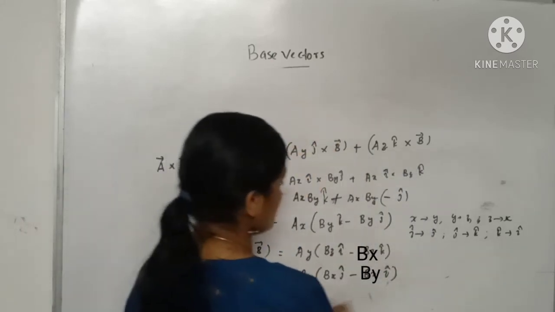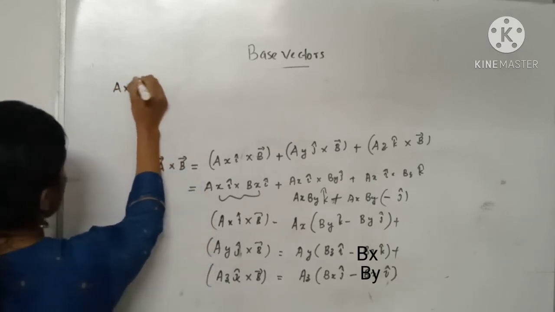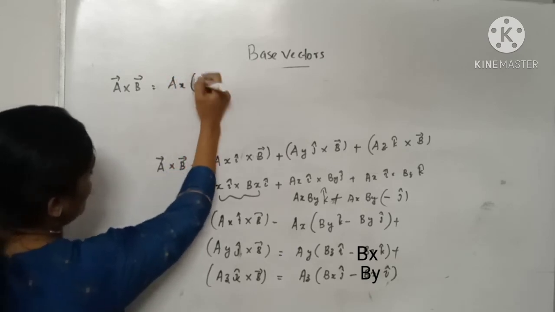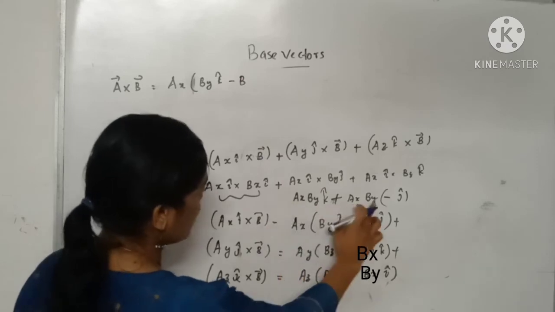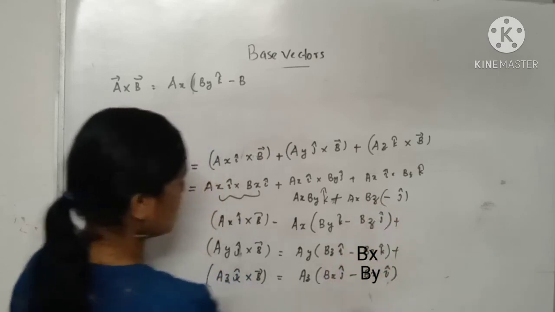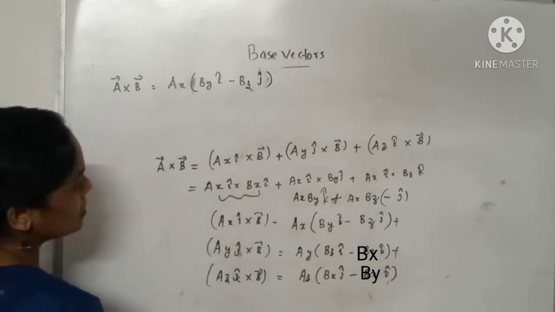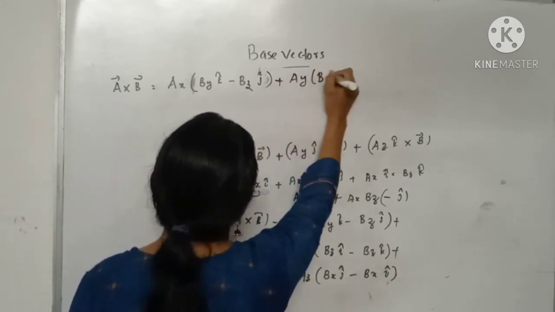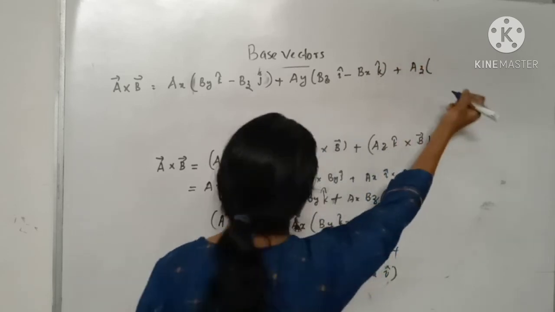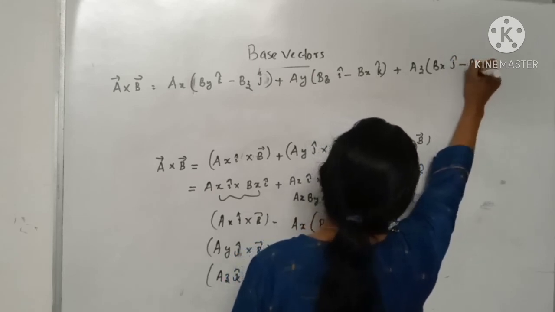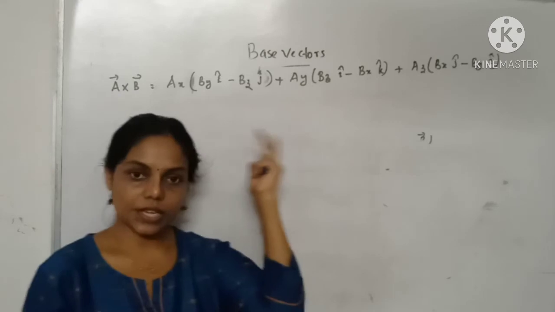So what is A cross B? Just add all these terms, you will get A cross B. Therefore, A cross B is equal to AX into BY k cap minus BZ j cap, plus AY into BZ i cap minus BX k cap, plus AZ into BX j cap minus BY i cap. So ഈ ഒരു ഇക്വേഷൻ ആണ് നമുക്ക് A cross B ചെയ്ത് കഴിഞ്ഞിട്ട്.